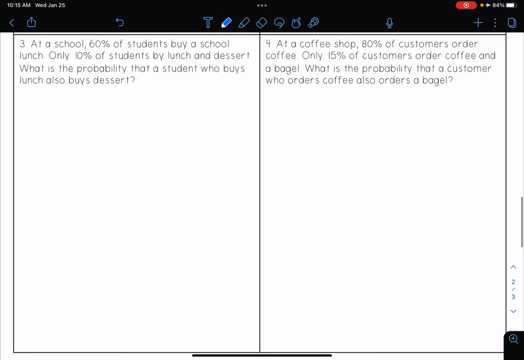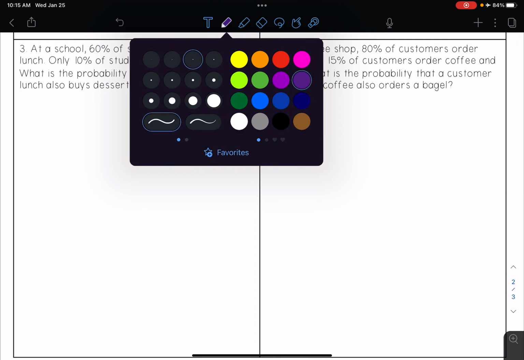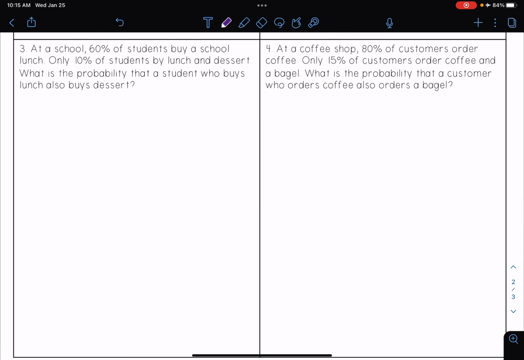Okay, let's look at some real-world problems now. So number 3 says, at a school, 60% of students buy a school lunch. Only 10% of students buy lunch and dessert. What is the probability that a student who buys lunch also buys dessert? So let's look at what our events are here. Event A is that a student buys a school lunch. So we have A equals buys lunch.